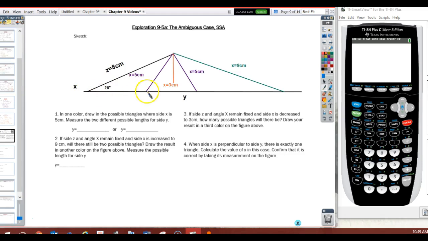We drew some line segment Y. We didn't know how long it was. We sketched a 26-degree angle. That's angle X. Side Z was set at 8 centimeters. And then we went through and did three different cases.